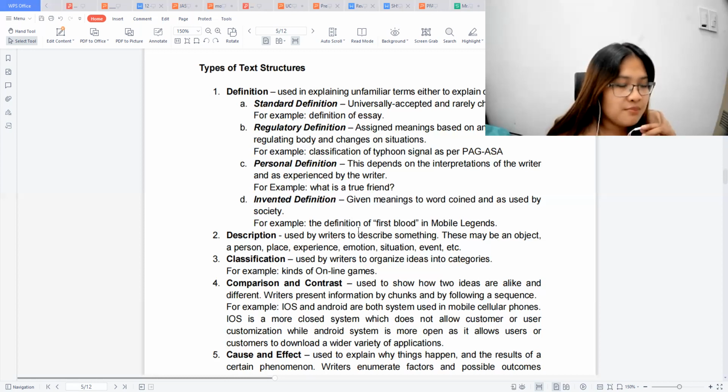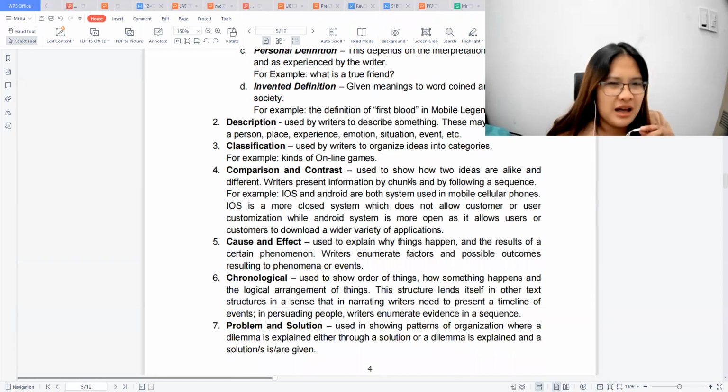Tapos, we also have comparison and contrast. Although ito yung hindi natin gusto, yung kino-compare. Pero, ayan, comparison means checking for what's similar. And contrasting is for the differences. So, it is used to show how two ideas are alike and different. So, actually, huwag mo akong kino-compare. Kapag sinabi huwag mo akong kino-compare, huwag mo akong tinutulad sa kanya. Kapag contrast naman, yung kaibahan sa kanya.